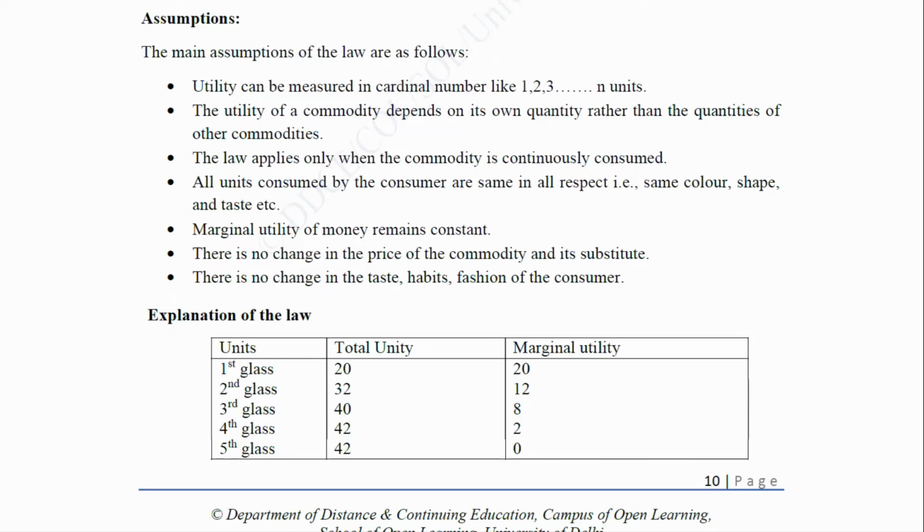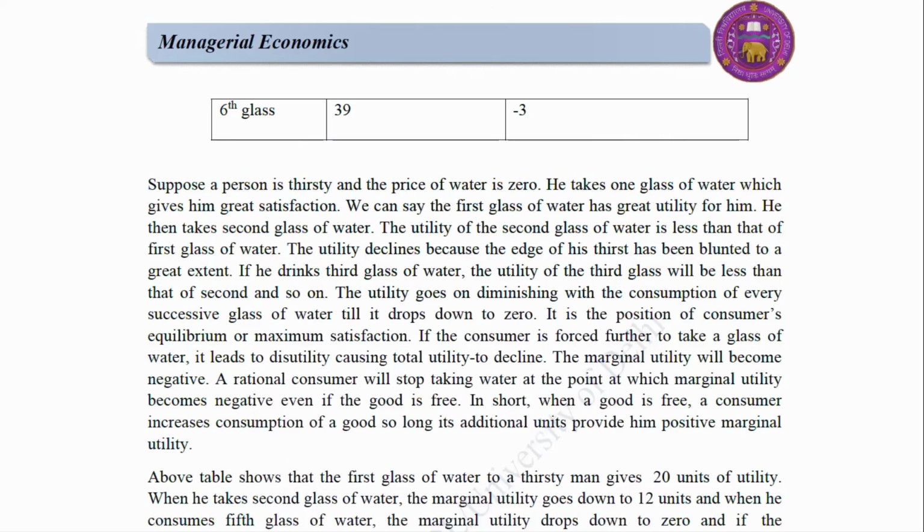Explanation of the law. Suppose a person is thirsty and the price of water is 0. He takes 1 glass of water, which gives him great satisfaction. We can say the first glass of water has great utility for him. He then takes a second glass of water. The utility of the second glass of water is less than that of the first glass of water. The utility declines because the edge of his thirst has been blunted to a great extent.